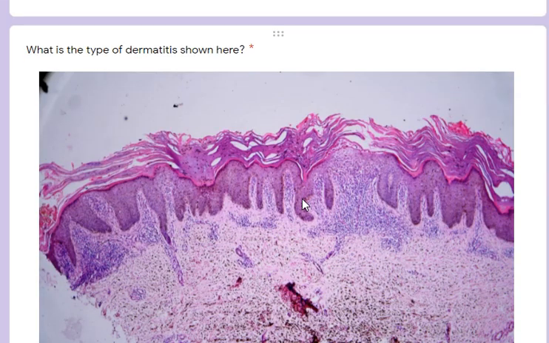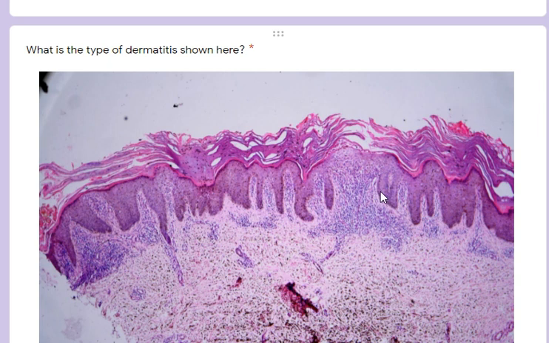So the first question here is, what is the type of dermatitis shown here? You can see in the epidermis there is acanthosis, with fairly regular psoriasiform hyperplasia. There are elongated rete ridges, and some of them look clubbed. There is hyperkeratosis, and also focal parakeratosis in some places, which is not visible at this power, but if you go into higher powers below, you should be able to see it.